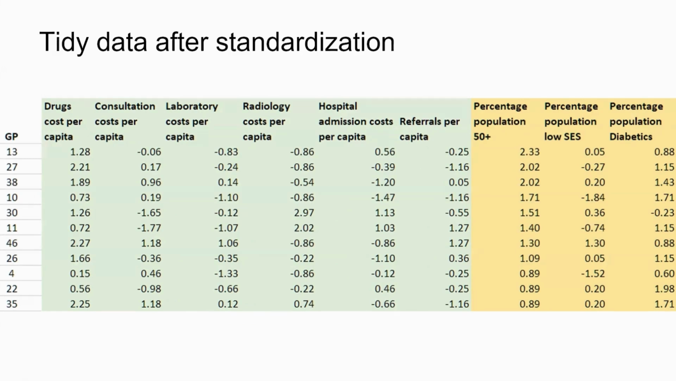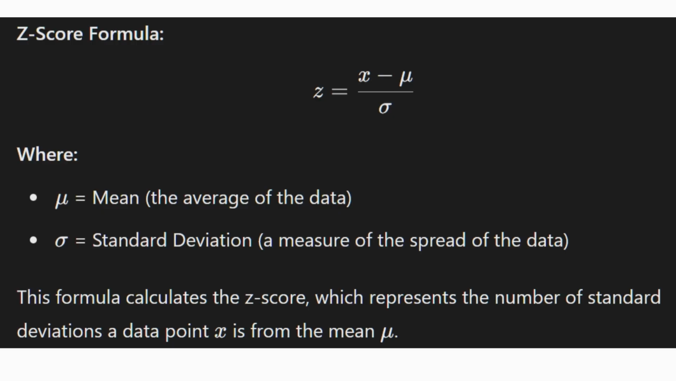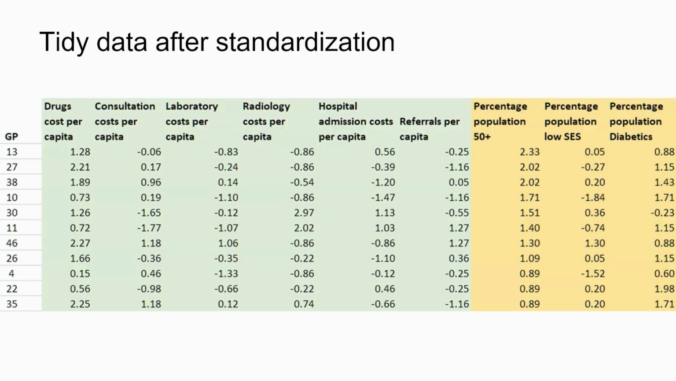To address this issue, we use a technique called standardization. Standardization transforms these variables so that they have a mean of 0 and a standard deviation of 1. This process involves subtracting the mean of each variable from its individual values and then dividing by the standard deviation. The result is that all variables are on a comparable scale, making it possible to add or subtract them meaningfully. This adjustment allows us to analyze the data more effectively and draw accurate conclusions about cost effectiveness.